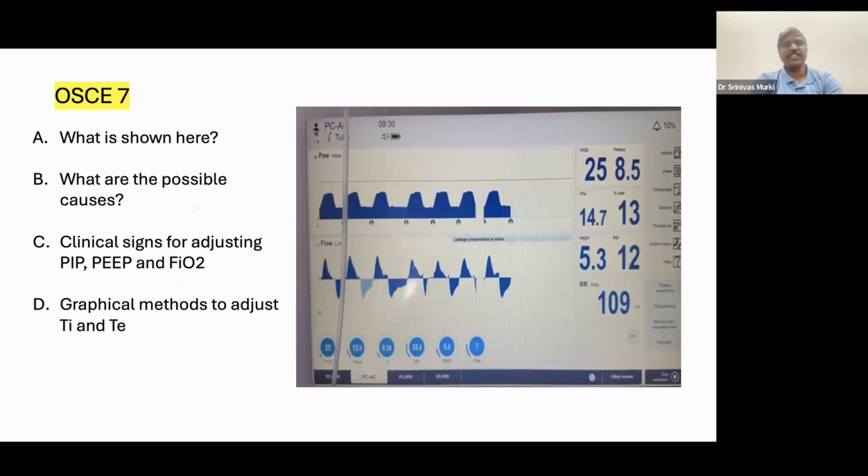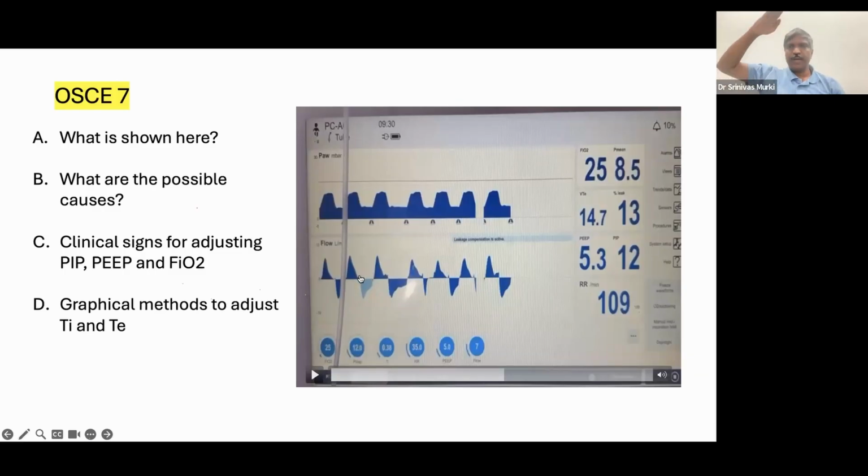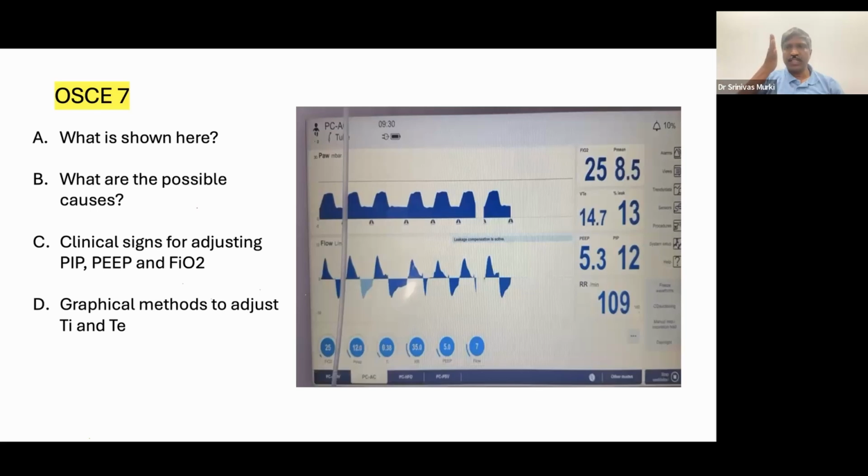How will you know your TI is inadequate? Yeah, I think somebody has already answered. Suppose the inspiratory flow is not able to reach zero, and suddenly the expiratory flow has started. That means your TI is inadequate. And when your TI is inadequate, your volumes delivered will be less, and your pressure delivery will be inadequate. Okay, yeah, correct. Your inspiratory flow is not touching the baseline, which means your TI is inadequate.